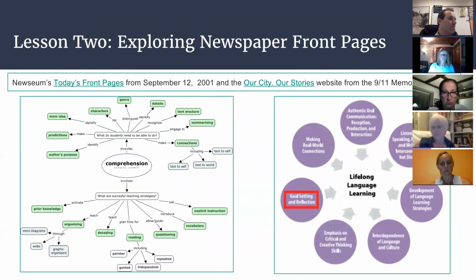So from that first series of activities in lesson 1, we have now prepared them, and they can go into a second lesson, which is to look at some of the museum's front pages from September 12th, 2001, as well as from the 9/11 memorial. And you can see in the left schematic, we have helped them to build some of these skills and strategies necessary for doing this kind of inquiry. So they have these comprehension strategies already built in.